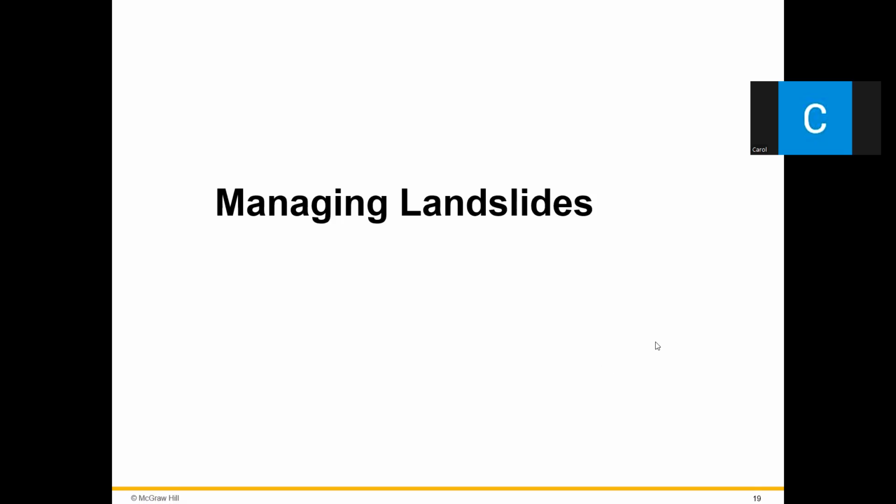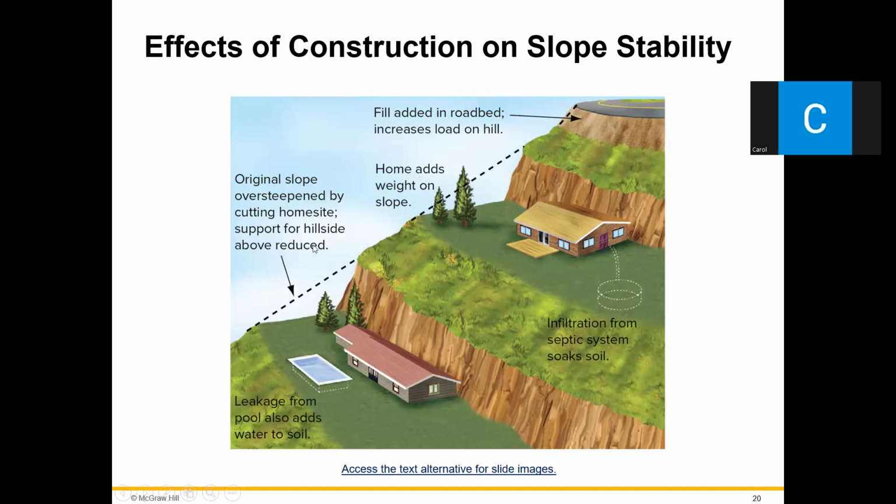All right, and so now we're getting into managing landslides and mass movement. So here's a diagram that shows the effects of construction on slope stability. You can imagine, let's say this was originally stable. This was the original slope. And so we've come in and we've cut this out. And so now we have these cliffs that are much more vertical and not at the angle of repose, so they're more likely to fail.